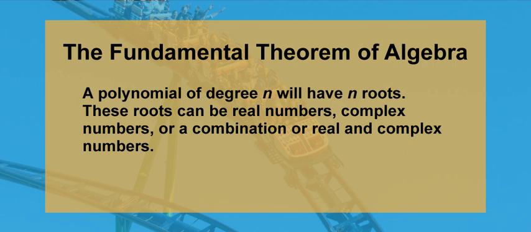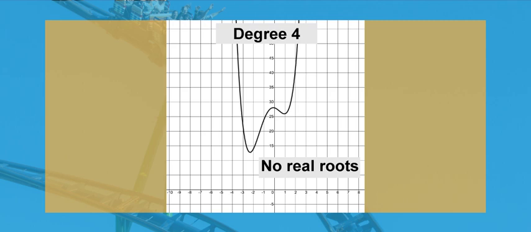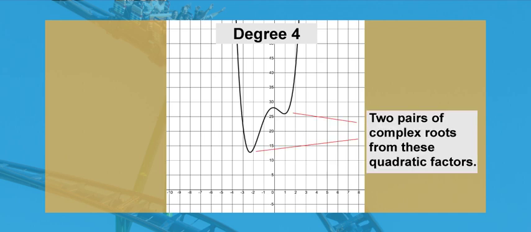be complex. Let's look at several examples of higher degree polynomial equations to determine the number and type of roots they have. Here is a fourth degree graph. It doesn't intersect the x-axis. There are no real roots. So where do we find the four roots that the fundamental theorem of algebra says are here? There are two pairs of complex roots from these quadratic factors.